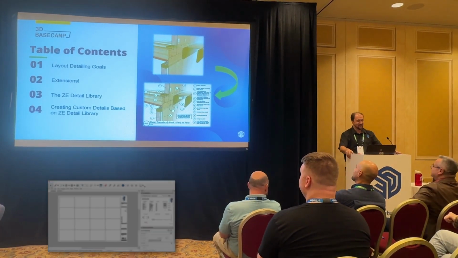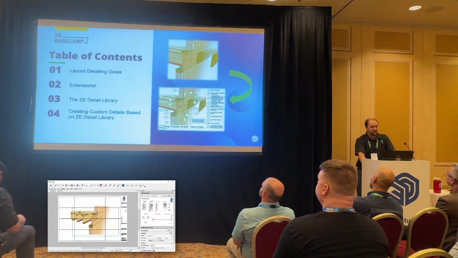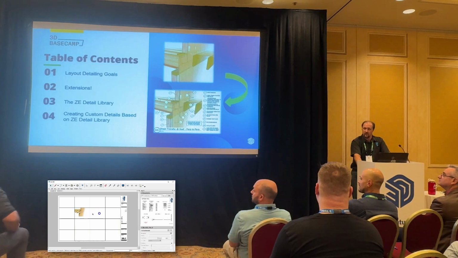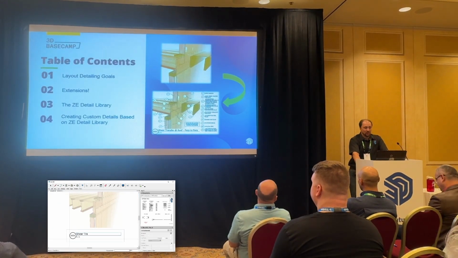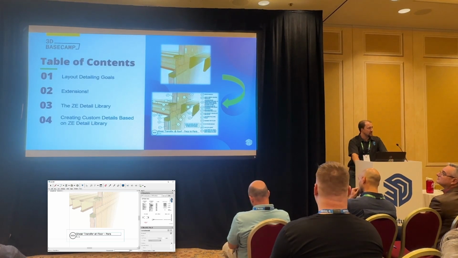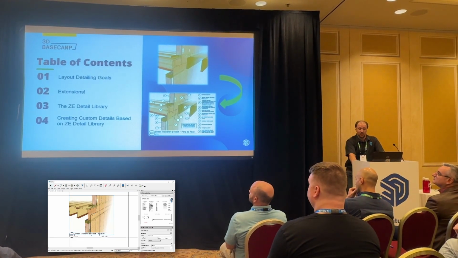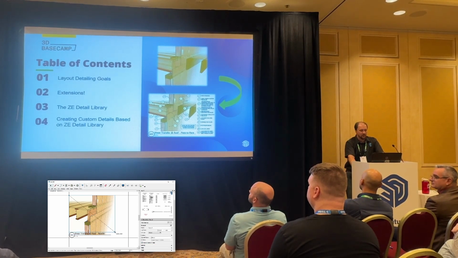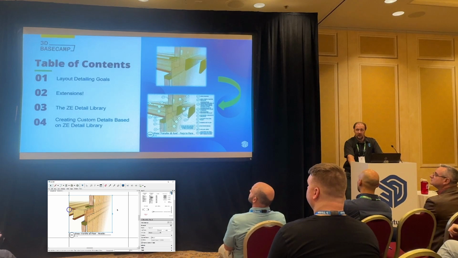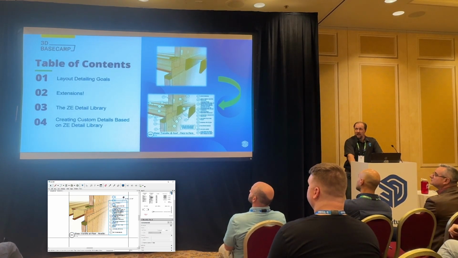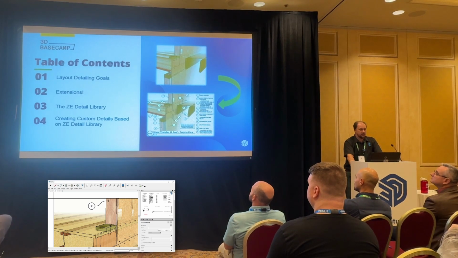Okay, perfect invitation. So today we're going to talk about layout detailing goals we came up with. We'll explain why we wanted to change the way we did it. Briefly, the extensions, just a couple extensions relevant to detailing that we use that are really helpful. You'll see why. We'll get into it, do an example. Then we're going to move into the ZE detail library, which is our big internal product we use to generate our detail sheets very, very fast.